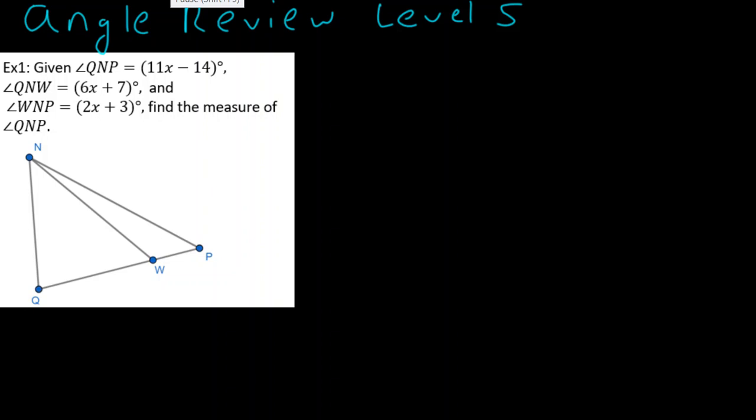Okay, and welcome to our last angle review, level 5. Now, let's talk about example 1. Given angle QNP is 11x minus 14.